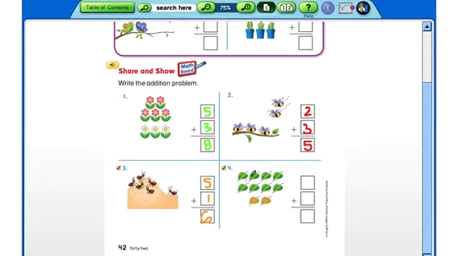One more. I see 1, 2, 3, 4, 5, 6, 7, 8 leaves. Plus 1, 2 more. 1, 2, 3, 4, 5, 6, 7, 8, 9, 10. 10. There are 10 leaves all together.